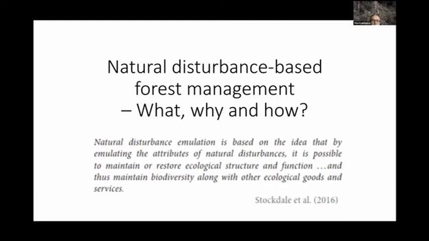I think it's good to start with a general one sentence definition here. So we can say that natural disturbance emulation is based on the idea that by emulating the attributes of natural disturbances, it is possible to maintain or restore ecological structure and function, and thus maintain biodiversity along with other ecological goods and services. So this is from Stockdale. I think it embodies quite well the general idea that we are talking about here.